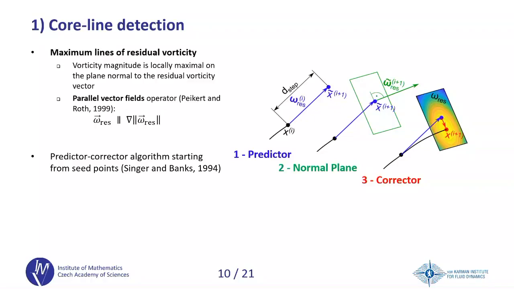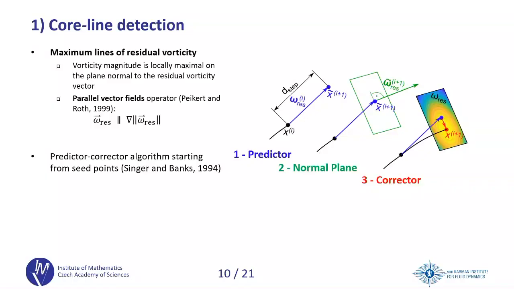There are several ways to obtain this maximum line, and we decided to use this predictor-corrector algorithm that was actually used already by Singh and Banks in 1994, but they used it for different fields, not for residual vorticity, of course. It wasn't invented by them.